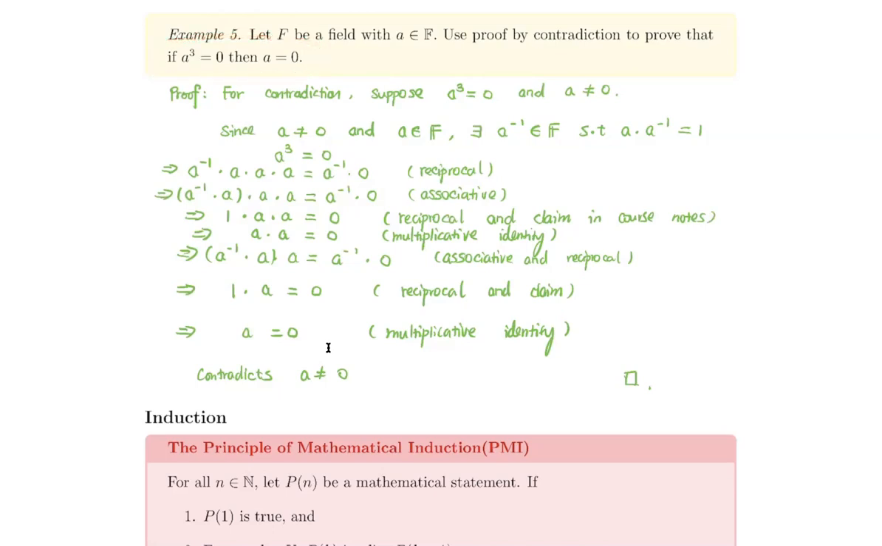The idea is simple, it's just some algebra in between. So this should be a simple field question.